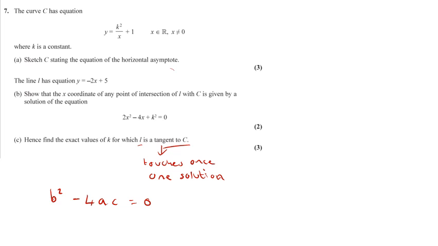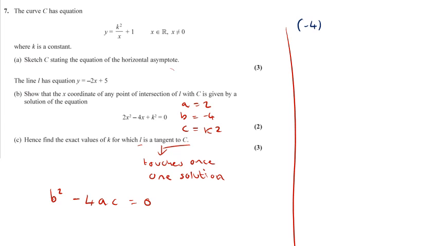So in this case, our a is going to be 2, b will be minus 4, and c is going to be k squared. I'm going to substitute those all into b squared minus 4ac up here. So it'll be minus 4 squared minus 4 times 2 times k squared equals 0. So we get 16 minus 8k squared equals 0.